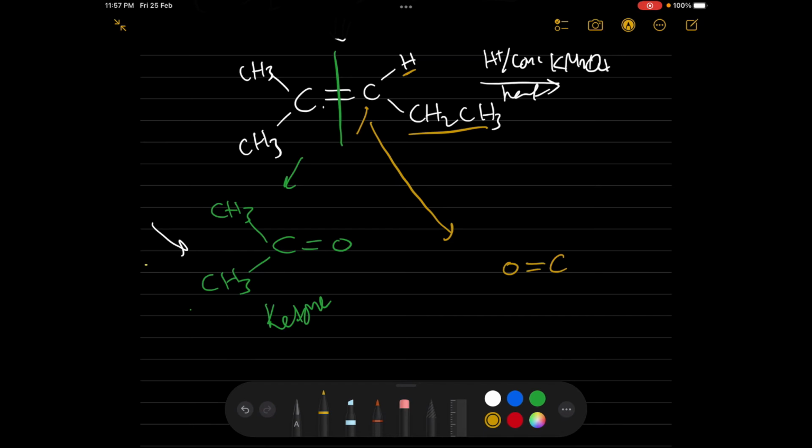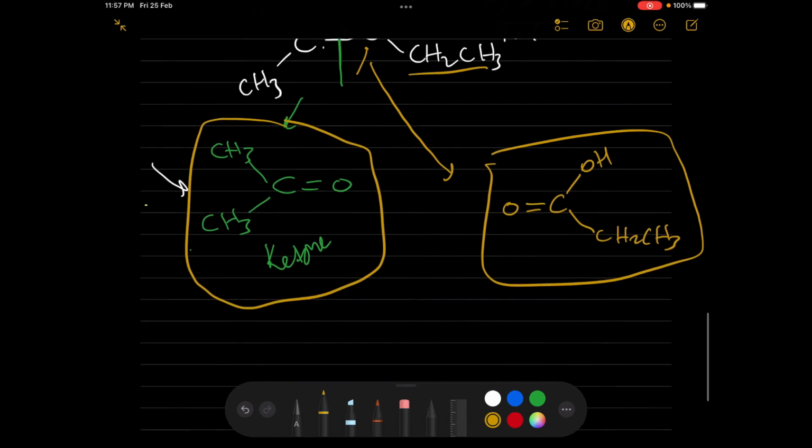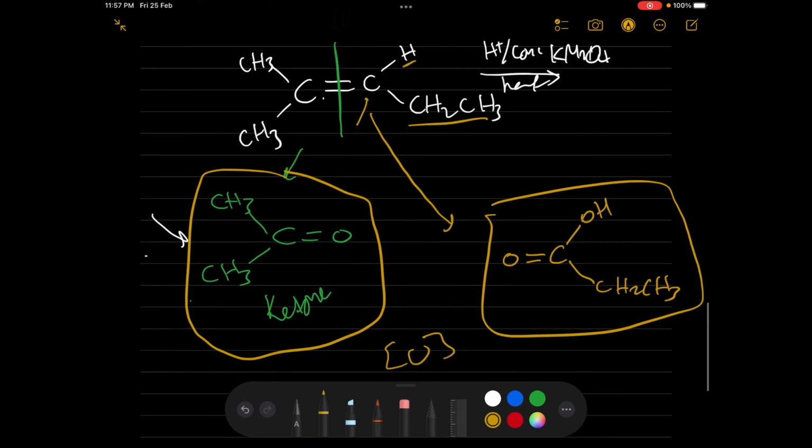We have a double bond, and you have CH2 with no change, and the H is changed to carboxylic acid in this case. So this is the beautiful thing, and these are the products that you have. If you want to write these in terms of, like this one, you can say how many oxygens are gained in here.